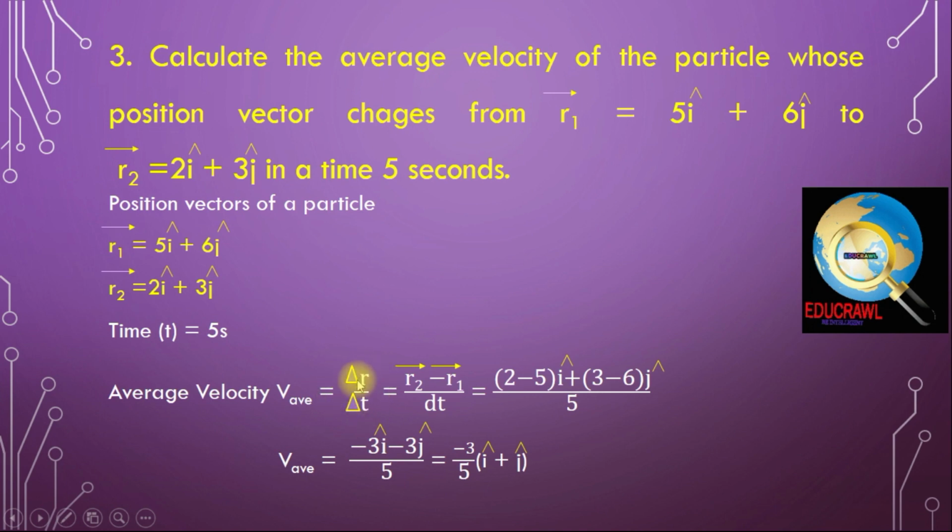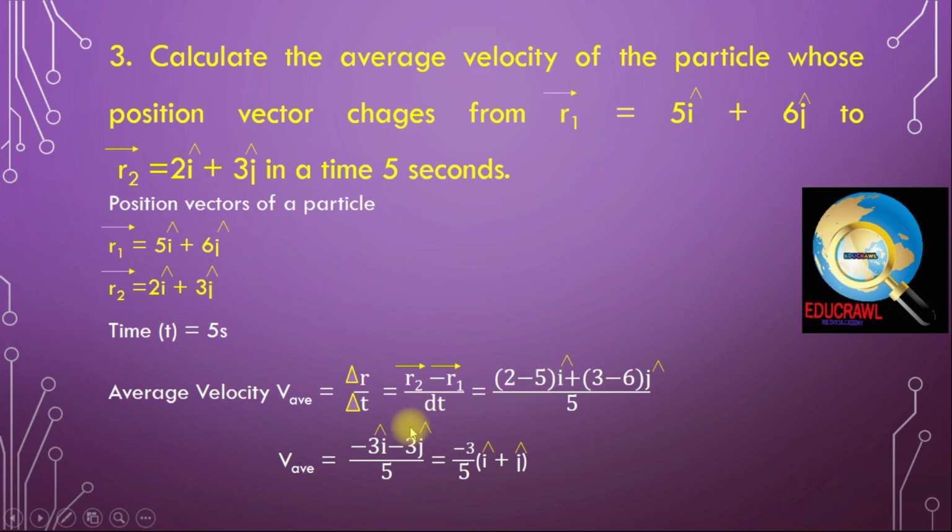Displacement vector, in the previous problem only we saw the formula: r2 minus r1 is the displacement. So r2 minus r1 divided by the time interval, which is given as 5. We have to subtract the two vectors. First, you subtract the i component with the i component and the j component with the j component. So here, (2 minus 5) i cap plus (3 minus 6) j cap. This is the displacement vector.